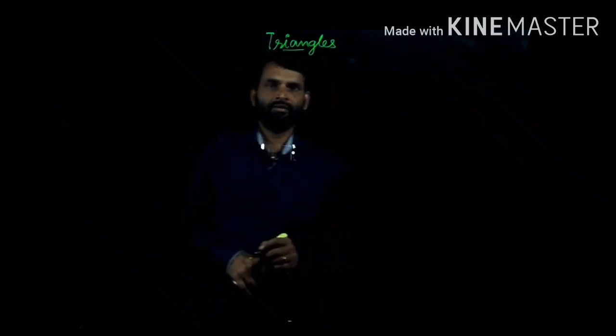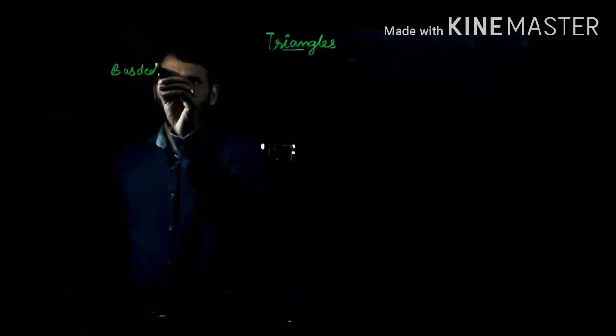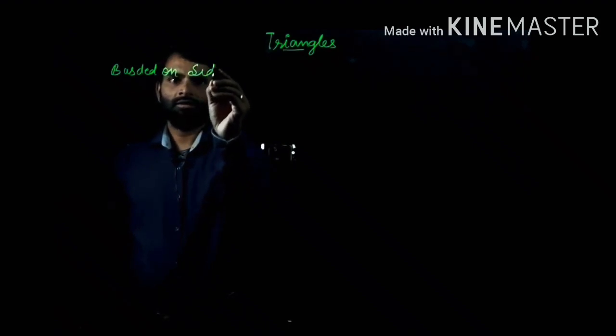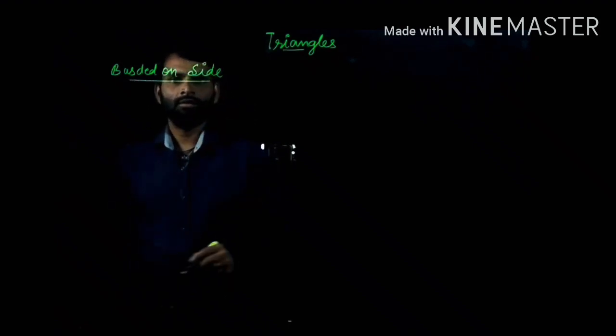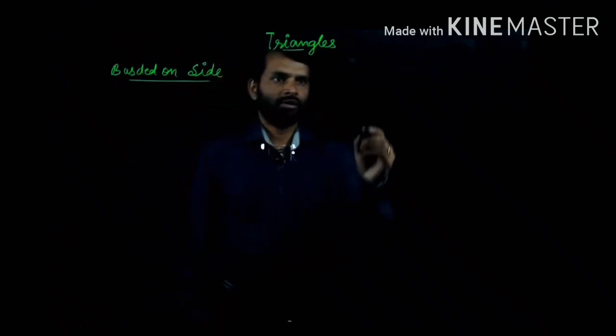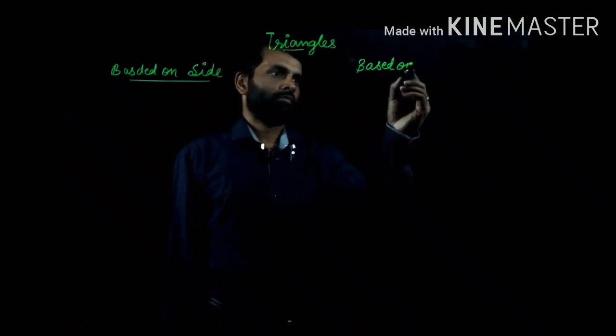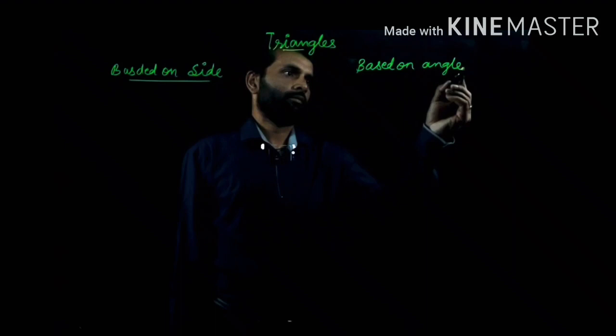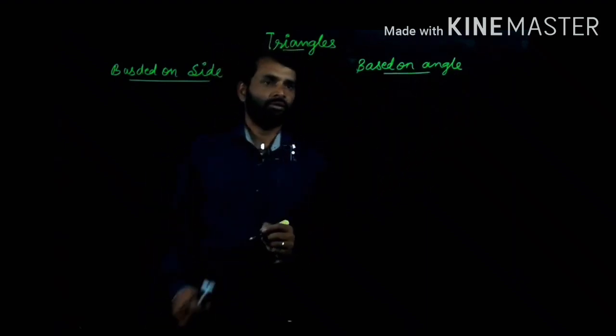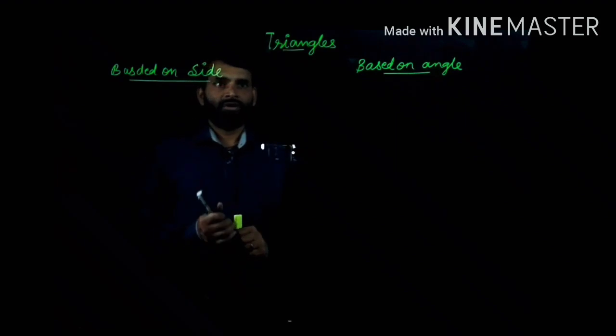Today we learn the names of triangles. The name of a triangle is based on two bases. First, based on side, and second, based on angle. Based on side and based on angle, these give the names of the triangle.